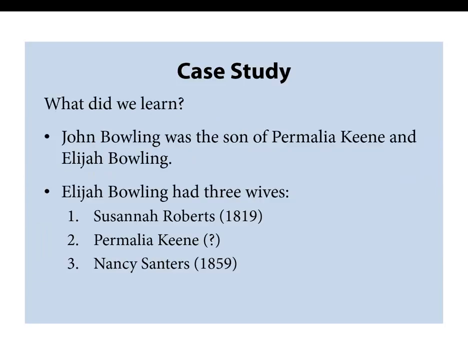So what did we learn? We learned that John C. Bowling was the son of Permalia Keene and Elijah Bowling. We also learned that Elijah Bowling had 3 wives. We do not know the marriage date for Permalia Keene, but there were 3: Susanna Roberts, Permalia Keene, and Nancy Santers. So as you are organizing and researching your lineage, be on the lookout for similar situations.